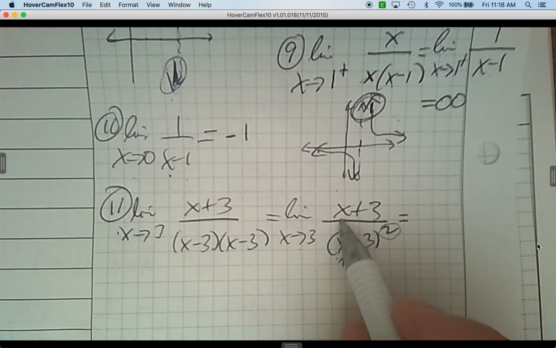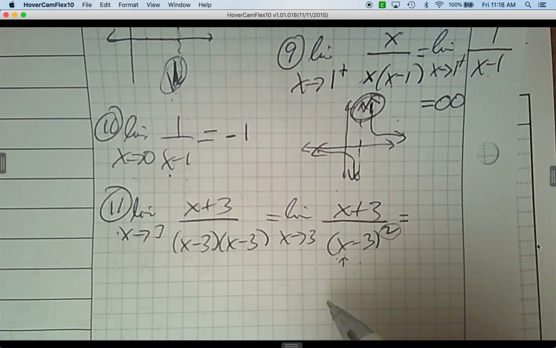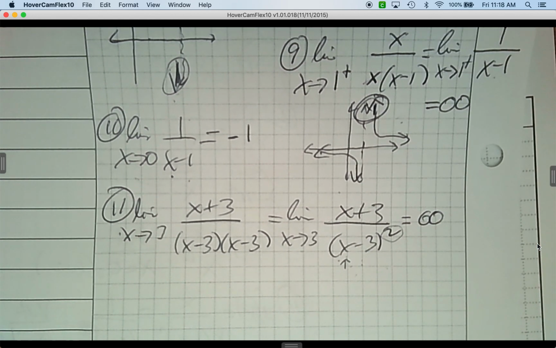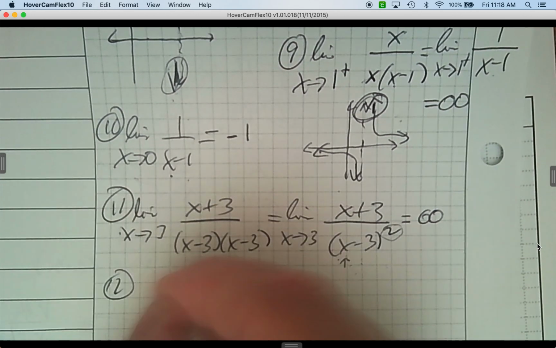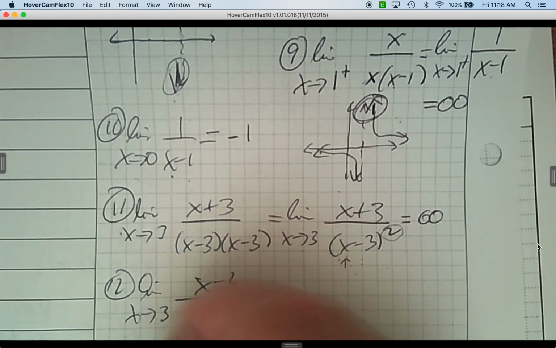Now, it will be negative eventually once you plug in a number that is, what, negative 4 or smaller than negative 3. But right around positive 3, on both sides are going up forever because of that even exponent, and you can write down the answer for number 11 as infinity. 12 looks similar. So the limit as x approaches 3, but instead of x plus 3, it's x minus 3.